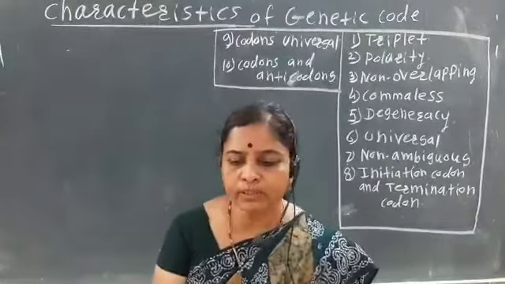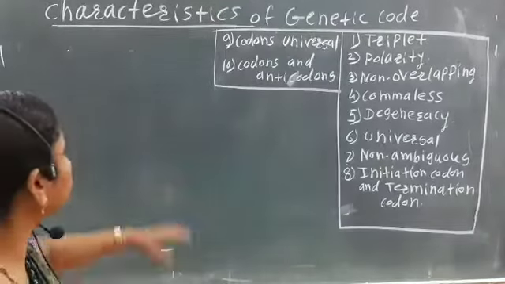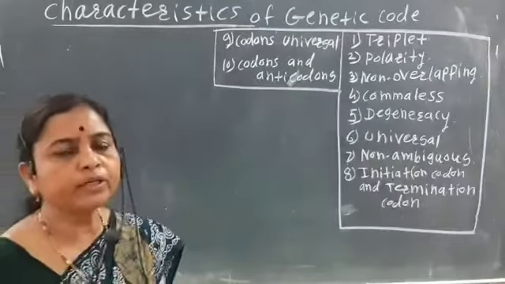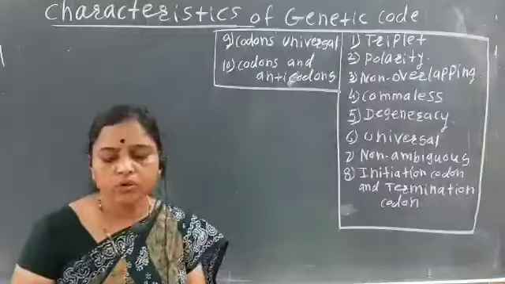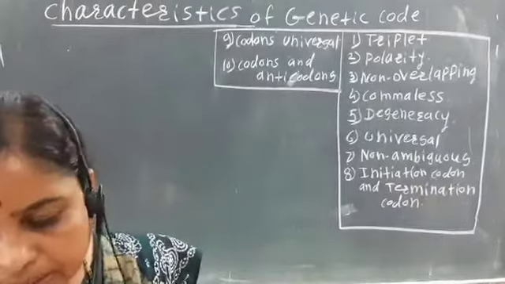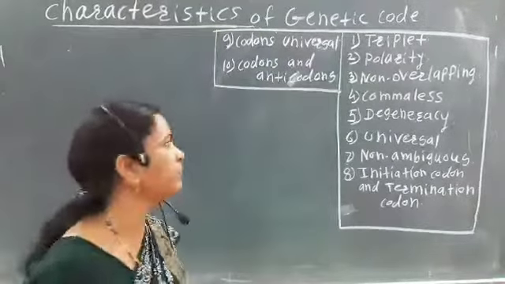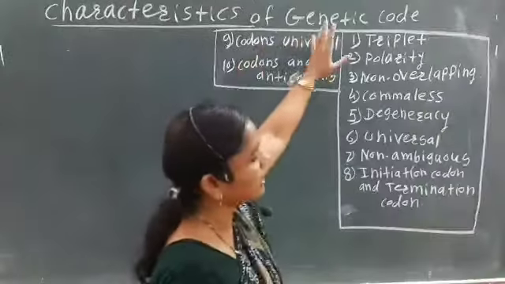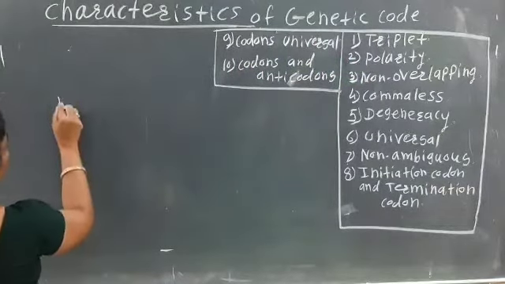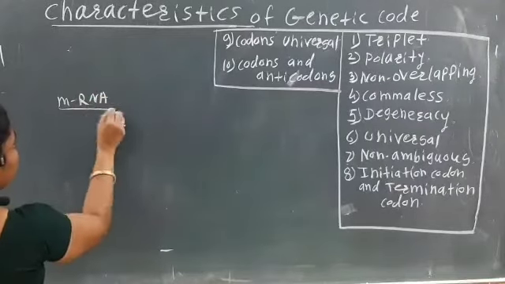Now, we will start with the characteristics of the genetic code, or the properties of the genetic code. So what are the characteristics of the genetic code? The genetic code is mainly in the form of a triplet and is always present in the mRNA. म्हणजे हे genetic codes जे आहेत, these genetic codes are present on mRNA. They are present in the mRNA.